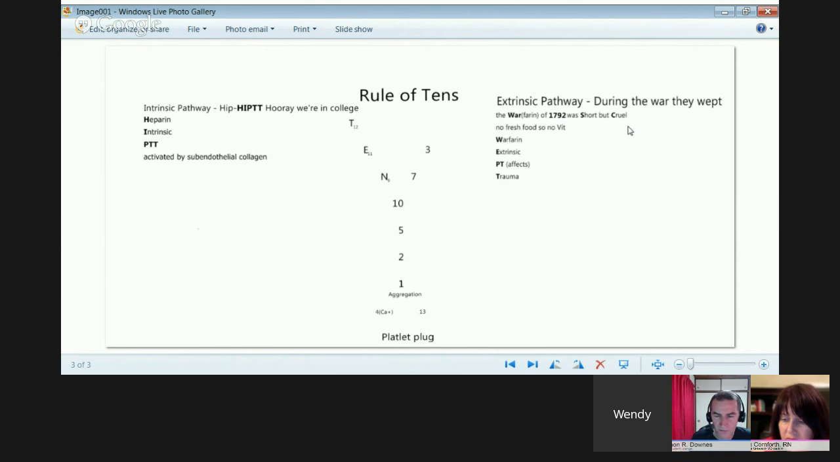And is that the one that changes from hospital to hospital? Yes. And so what do we use, because it changes so much? INR. INR. Okay. Exactly.